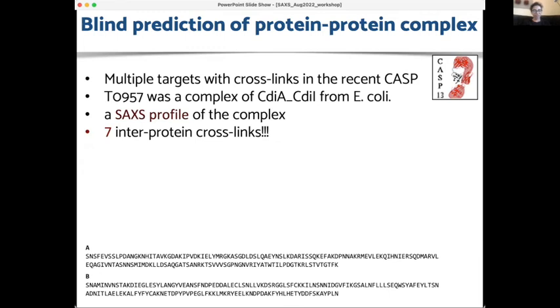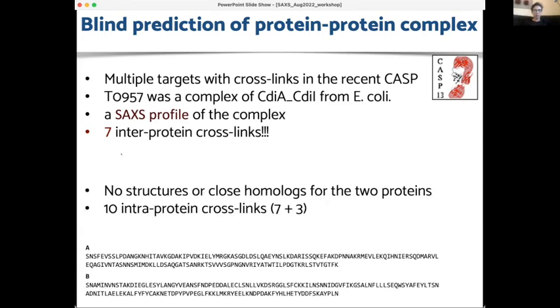And what was interesting is that 2 years ago and 4 years ago, CASP was actually running data-assisted experiments. I don't know why they didn't do it this time. And there was an interesting complex that had the SAXS profile and cross-linking data sets. Which means that we had a very high probability of success here, at least 50% for top scoring, and we could submit 5 models. It had 7 interprotein crosslinks and no structure. The problem was that there were no structures for the 2 proteins because CASP is actually a folding competition. So we were given sequences and we had to fold and dock the 2.